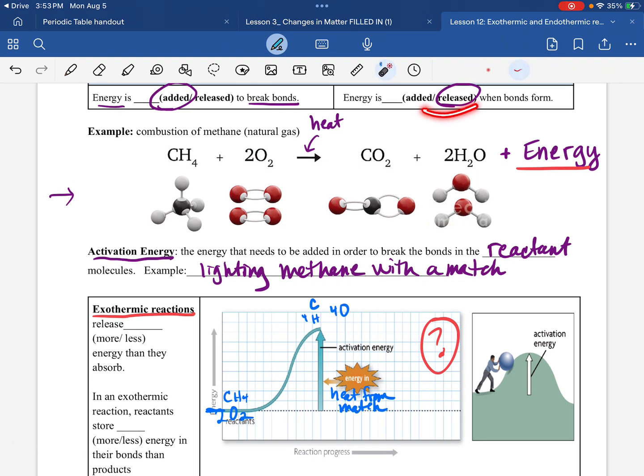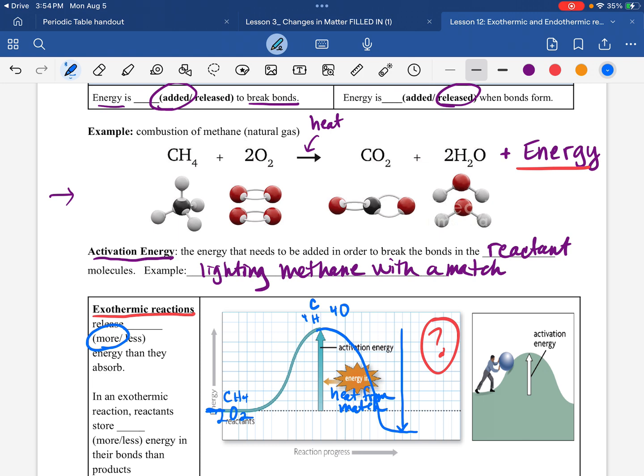Coming back, if you said that energy was released when the new bonds are formed, you are correct. We have that note up here. Energy is released when bonds form. So then in our graph, we're going to draw the energy of this graph going down because energy is being released. And in fact, in this particular reaction, because it's exothermic, more energy is released than was added. And so we can circle this now. In exothermic reactions, more energy is released than they absorb.